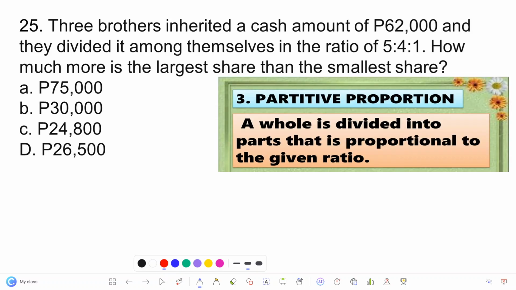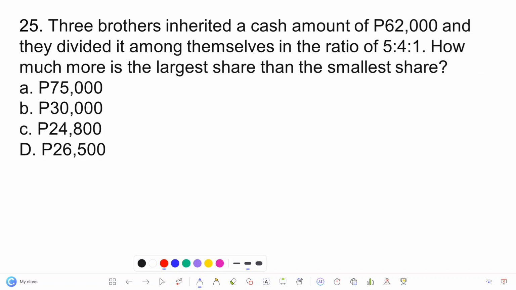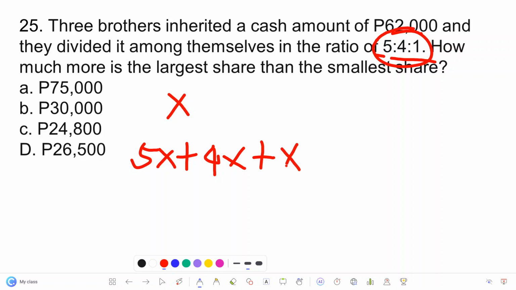Ano ba ang partitive proportion? Ang partitive proportion is a whole is divided into parts that is proportional to the given ratio. Okay. So, ibig sabihin, ang kabuuan na 62,000 pesos na namana nila ay hati-hatiin nila sa ratio na 5 is to 4 is to 1. So to solve this, let's represent the smallest portion into x para i-multiply mo lamang siya sa mga ratio. So we'll have 5x plus 4x plus x. Ilan ba ang kabuuan? Is 62,000.